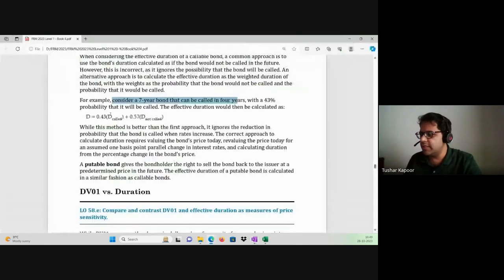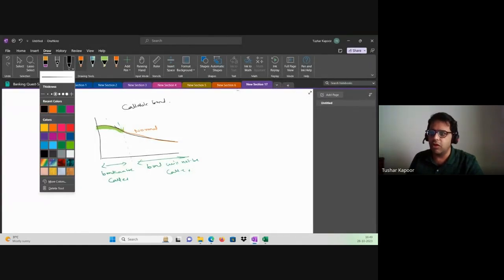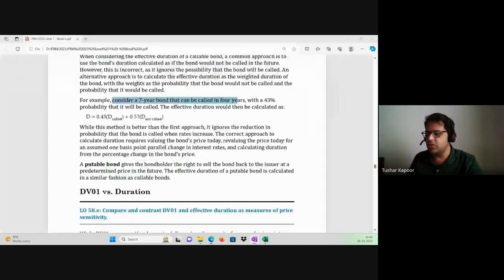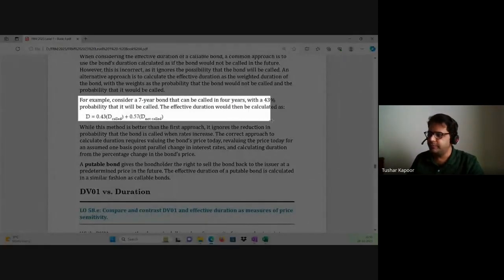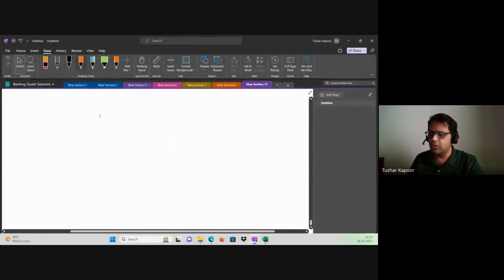Okay, so that is where it says that there is a probability, the effective duration, or if I can say the expected duration. If you remember quants, then if I want to call out the expected duration, that can also be found out by finding out what is the duration till this point and what is the duration afterwards. So then we can say that the weighted duration or effective duration is the called part and the not called part.